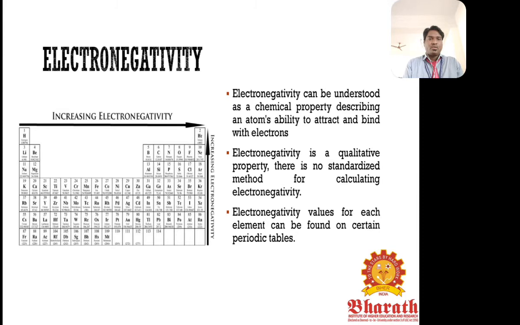Electronegativity is a qualitative property. There is no standardized method for calculating electronegativity. Electronegativity values for each element can be found in a periodic table. So in this slide, notice how the electronegativity of atoms is arranged in the periodic table.